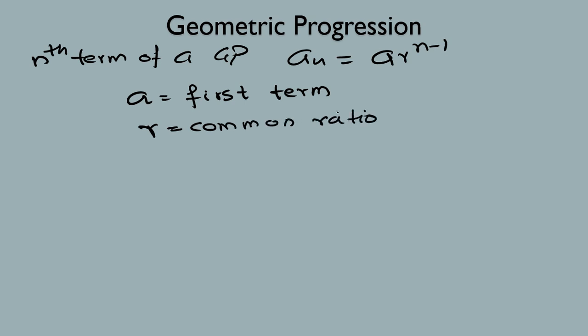Okay, and what is n? n is that specific term which we have to find. If you have to find the 10th term, then n will be 10. If you have to find the 5th term, then n will be equal to 5.